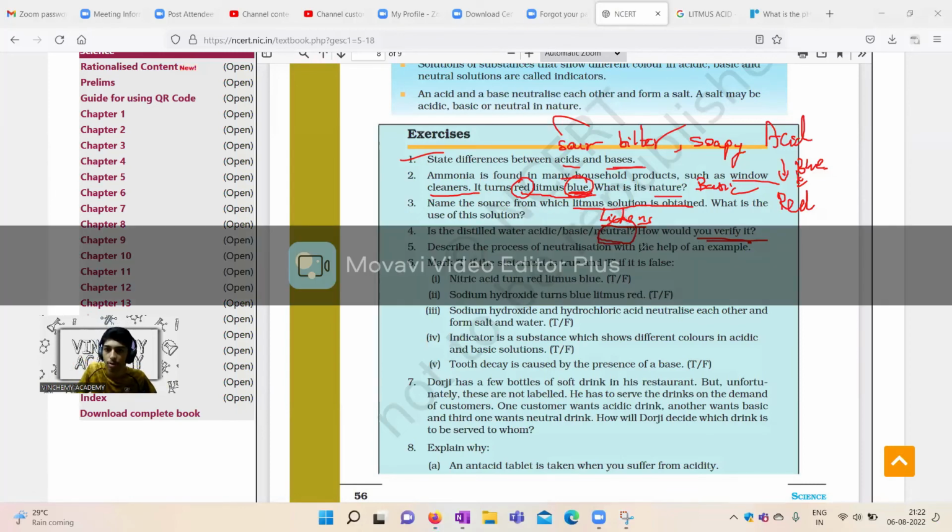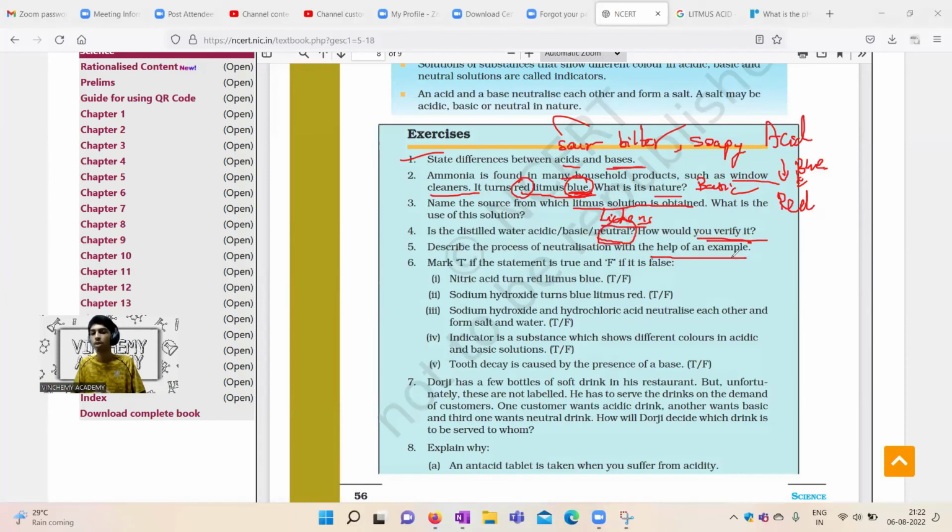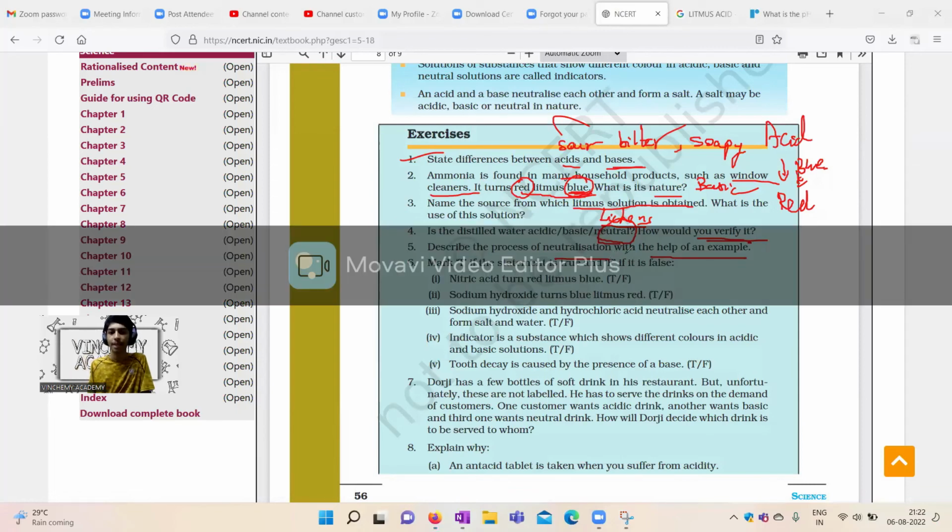Describe the process of neutralization with the help of an example. You just have to describe the process of neutralization as in the textbook. Like you say, an acid and a base react to give salt and water with the evolution of some heat. It's an exothermic process. It gives out heat. So that's called neutralization. You can give any one of these examples which I discussed, like acidity, or agriculture. Any one example.